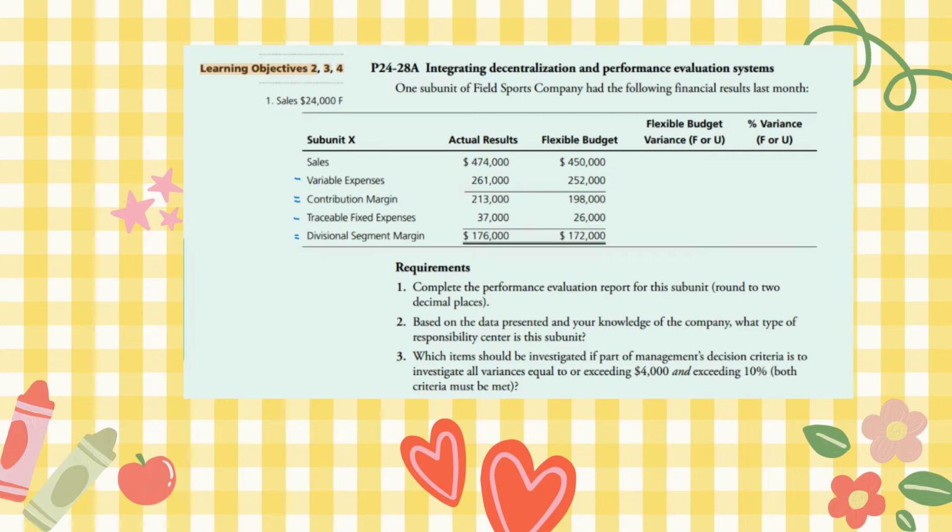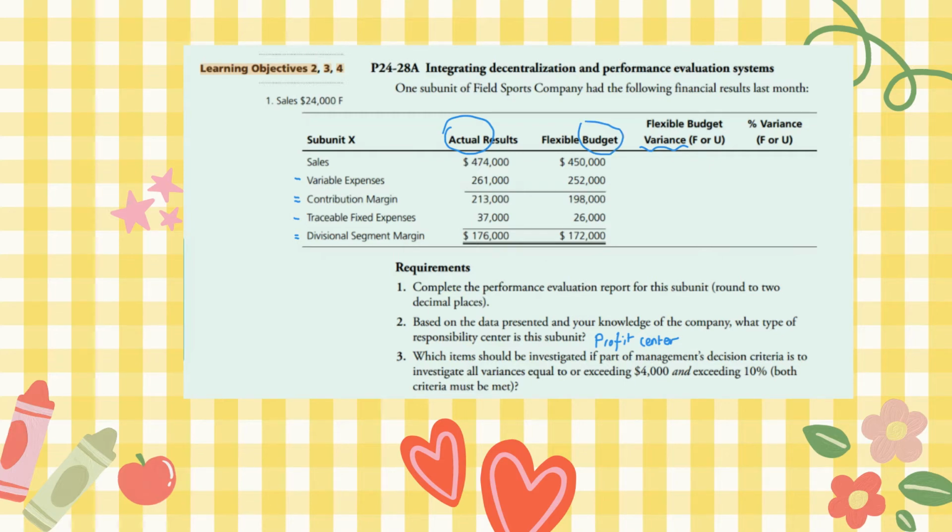So for requirement number 2, he's asking what type of responsibility center is this subunit. My answer will be it's a profit center because we have revenues and we have costs at the same time. Requirement number 1, he's asking to complete the performance evaluation report for this subunit. So first we need to find the variance, which is the difference between actual results and the flexible budget.